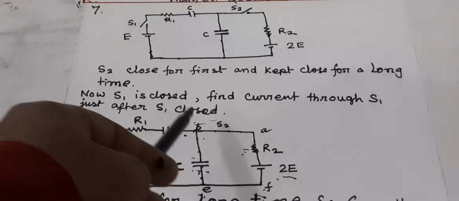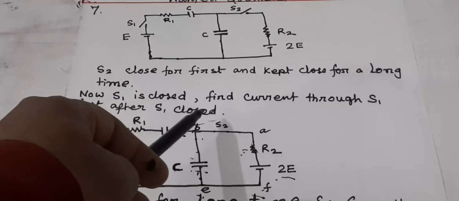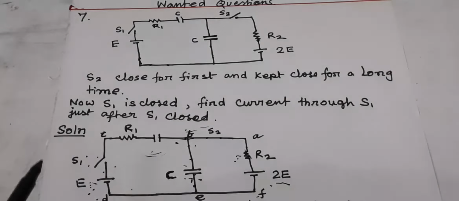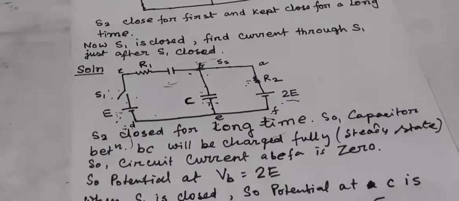That means the current through this will be twice E minus E divided by R1, and the current will go from the positive terminal of the battery to the negative terminal, I mean the left side of this circuit. The current amount will be E by R1, from the positive to the negative side of the battery.